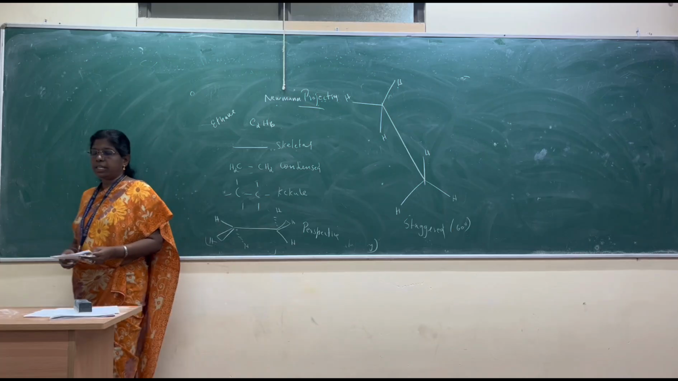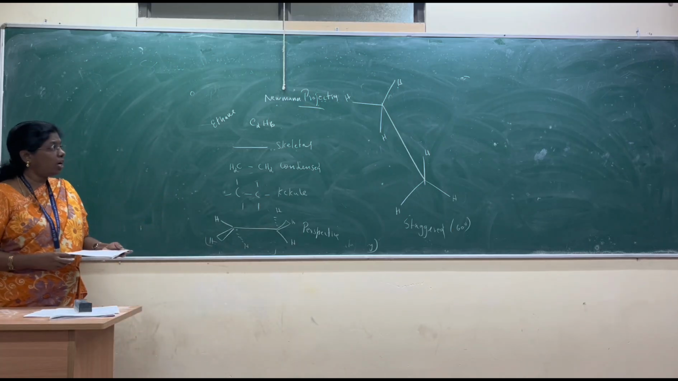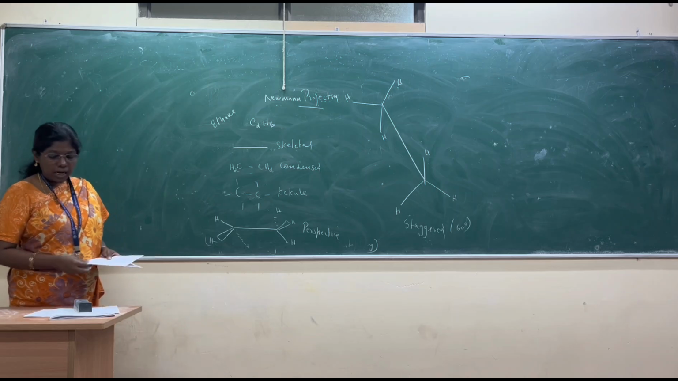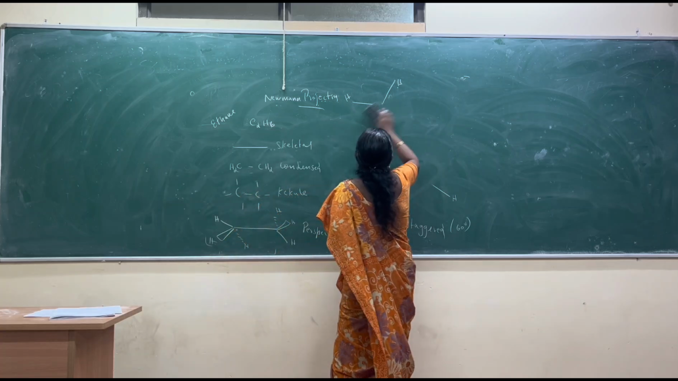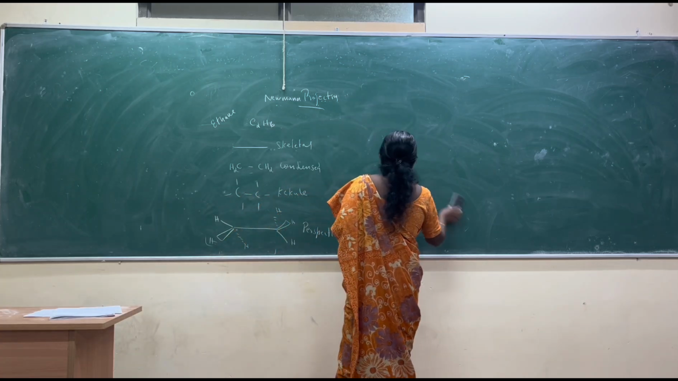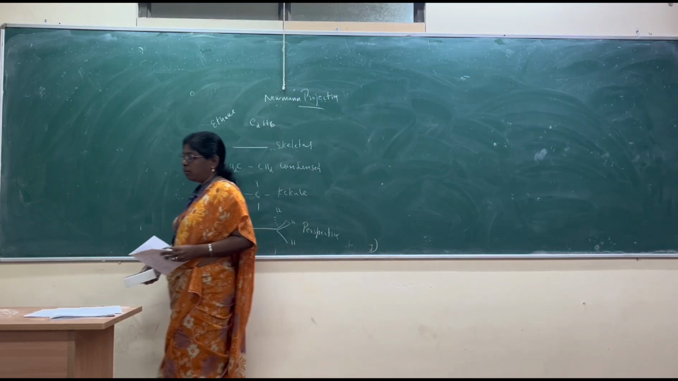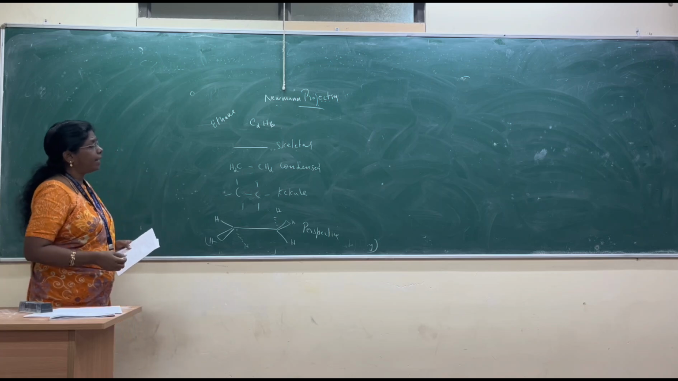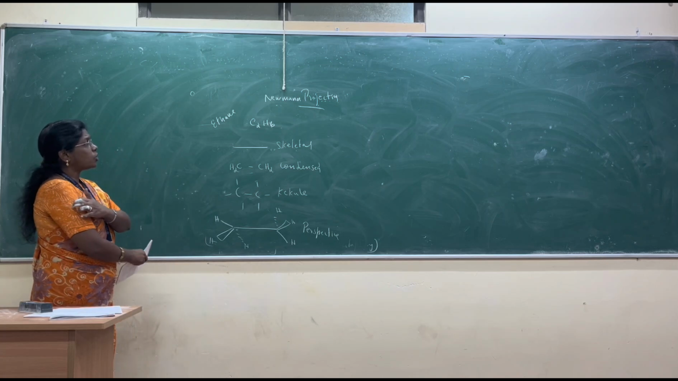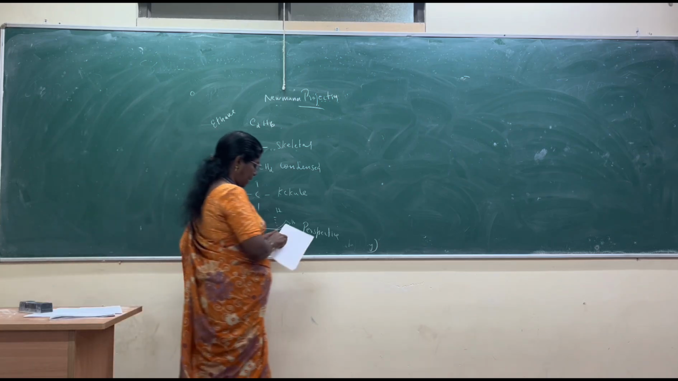So all of these give us useful information about the structure, but none of them explains the dihedral angle. Taking the example of ethane, none of them explains the dihedral angle, but the Newman projection explains the dihedral angle.